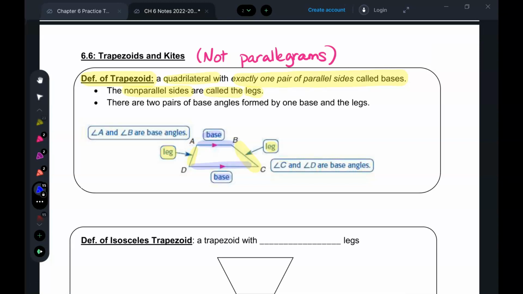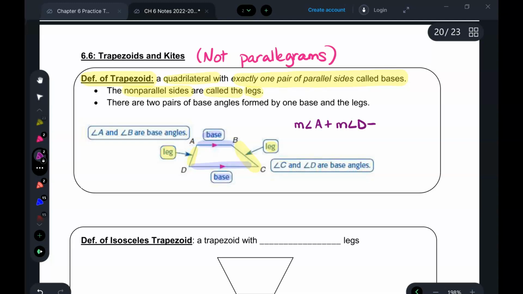So we have two pairs of base angles. You want to look at the two at the bottom, C and D, which go together. Those are base angles, and A and B are the other pair of base angles. Now all four angles still have to add up to what? 360, because it's a quadrilateral. But what else could we say? The measure of angle A and the measure of angle D have to add up to 180, because these two are consecutive interior angles. So keep that in mind.